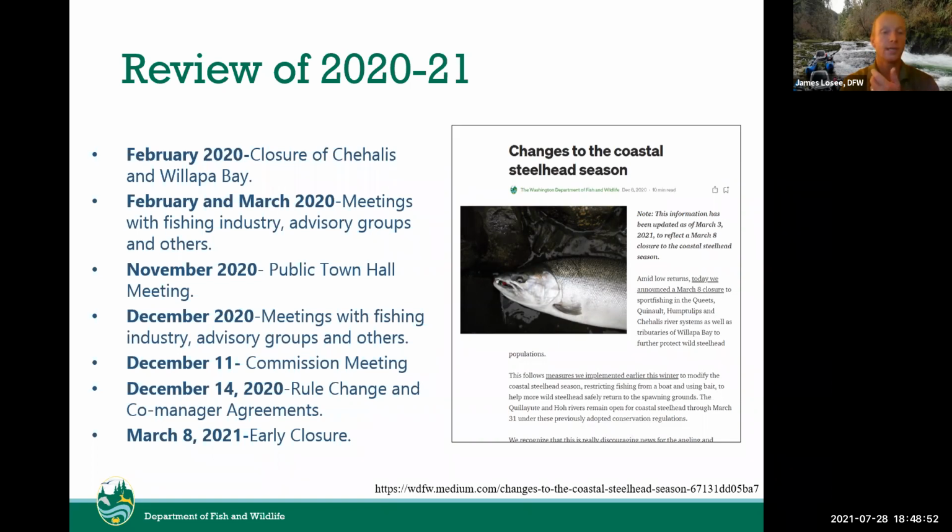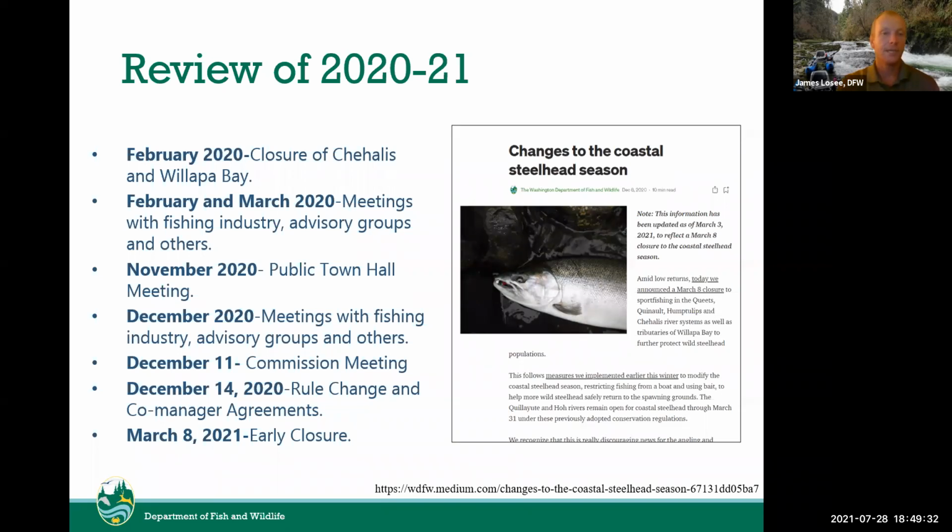So in December of 2020, we met with the industry, a bunch of different groups, conservation, fishing, and had a lot of great discussions during that time period. December 11th, there was a commission meeting. And then December 14th of last year, we had settled on a significant rule change, and it was implemented. And then on March 8th, we took that rule change and made an additional change, and we closed a set of rivers along the coast due to increased concerns in season. So that's the quick and dirty version of where we've been, in case you're tuning in now and trying to understand this concern.